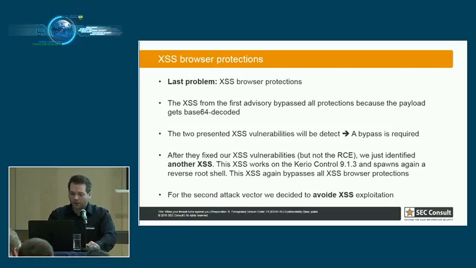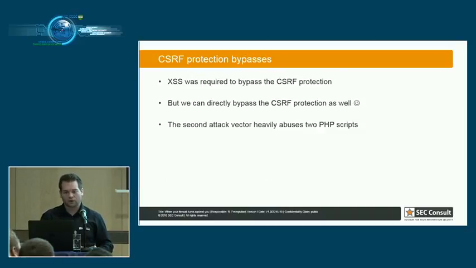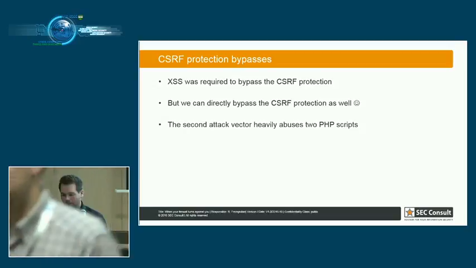And the last problem, so basically as I already mentioned, we already found a cross-site scripting vulnerability where you can bypass all these checks, but at the time when I was doing this research, I said, okay, for a second attack vector, I don't want to use any kind of cross-site scripting stuff. So I want to make everything completely blind. What we are doing with the cross-site scripting in the first attack is we want to bypass the cross-site request forgery protections. And we can instead directly bypass their cross-site request forgery checks for the second attack vector.